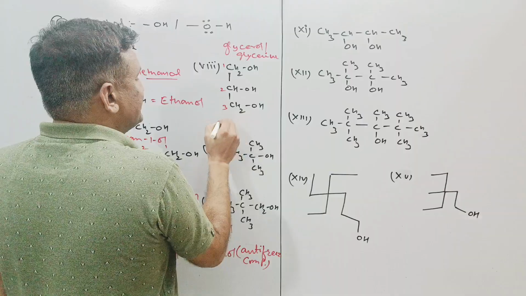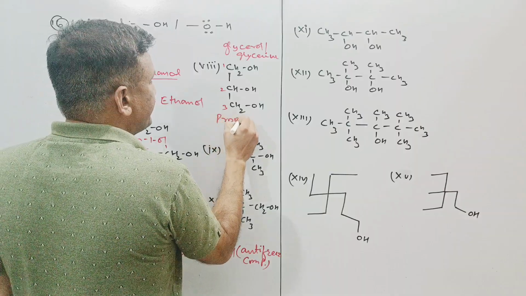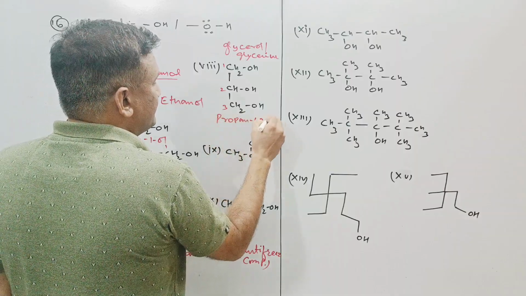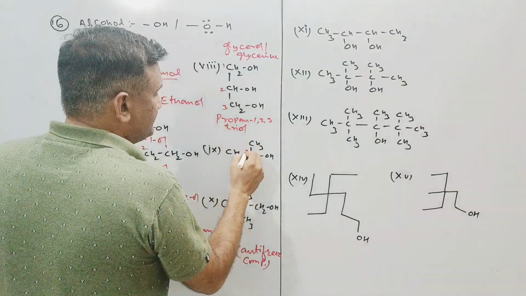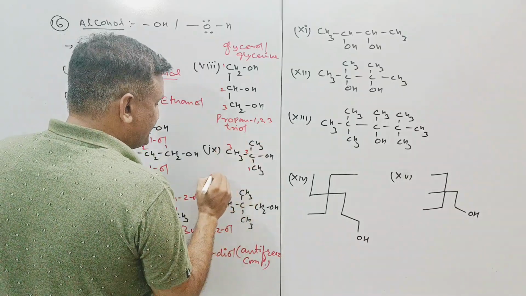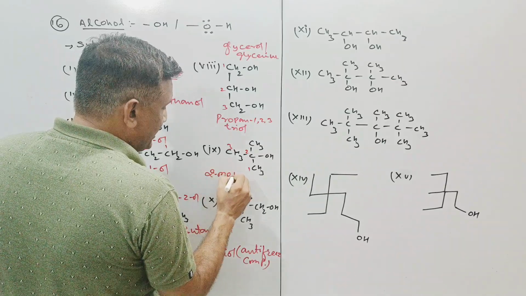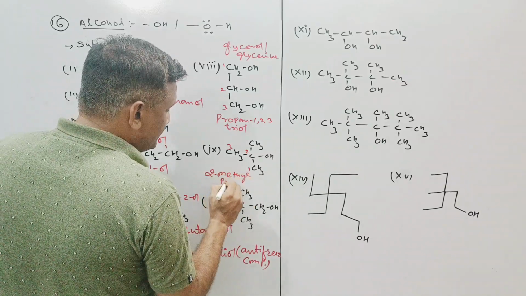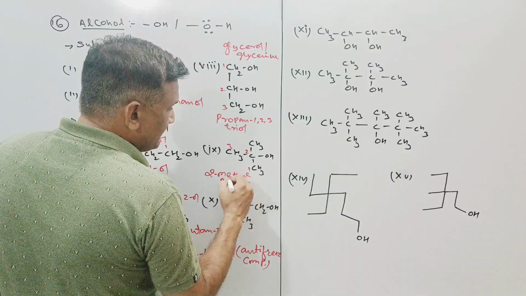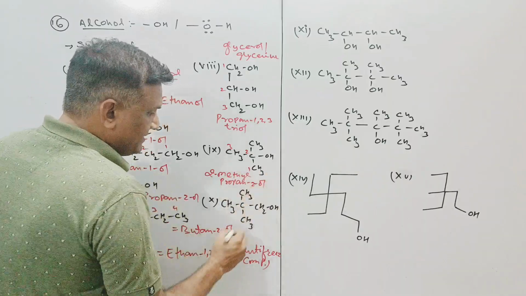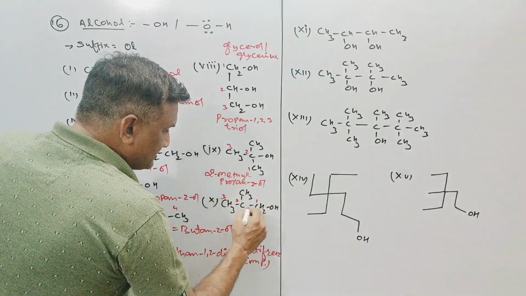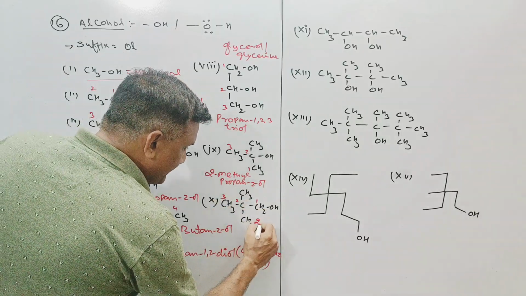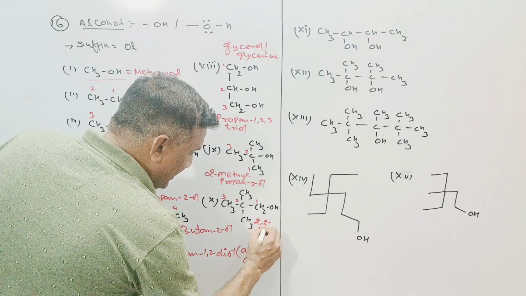There are 3 carbons in the chain, so it will be propane. Functional groups at 1, 2, 3. This is the triol. For this, numbering 1, 2, and 3, at number 2 position there is a methyl, so 2-methyl. This is propan-2-ol. If we go with this compound, then 1, 2, and 3, this is the 2,2-dimethyl, 2,2-dimethyl.